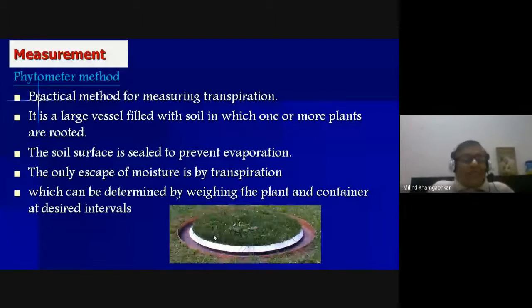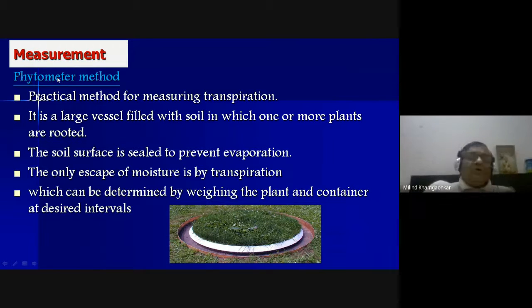Now there are various methods, but we use a simulating type method or practical method with the use of certain phytometers. Okay, not very difficult. Phytometer is the name given, but it is just a simulation type process adopted. But listen and remember very carefully, the equipment used for measuring the transpiration is called the phytometer.